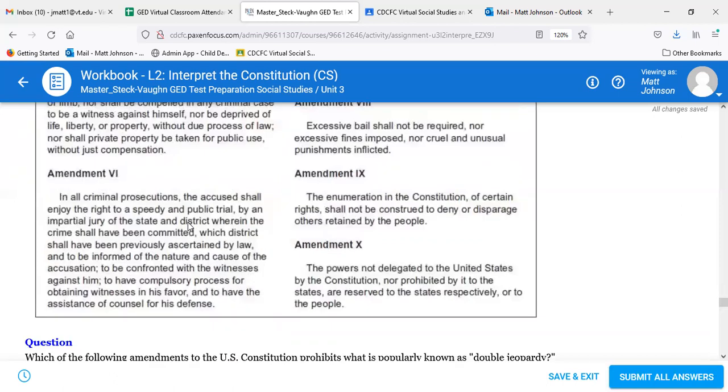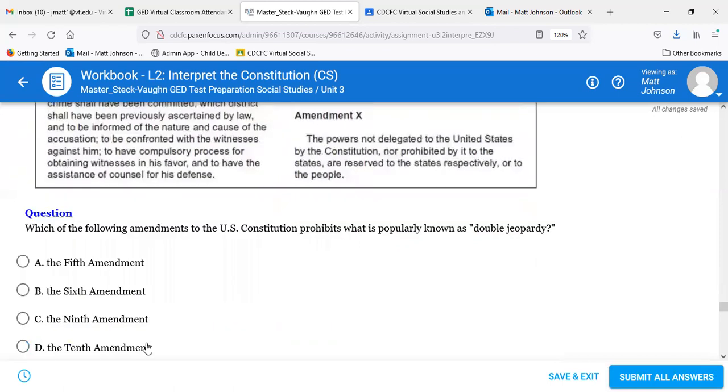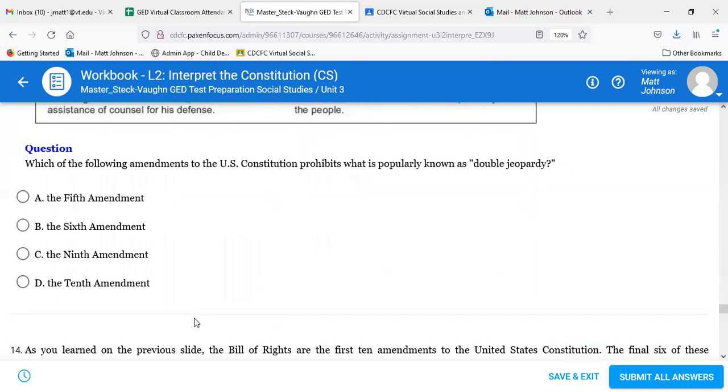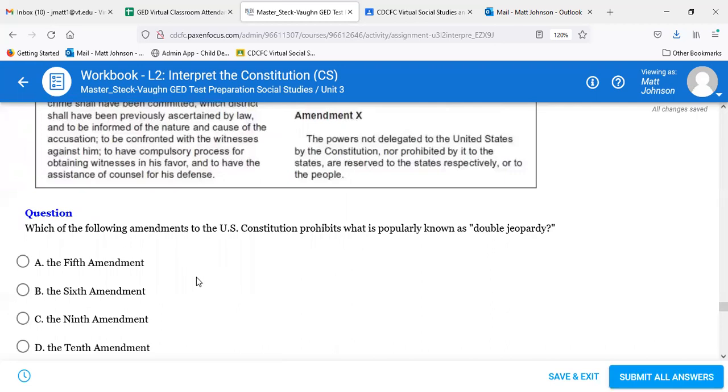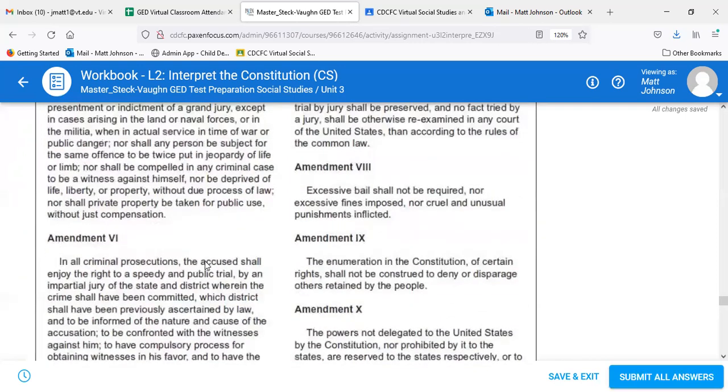Let's see. Tracy, you want to take 12? Yes. So, which of the following amendments to the U.S. Constitution prohibits what is popularized now as double jeopardy? A. The Fifth Amendment. B. The Sixth Amendment. C. The Ninth Amendment. D. The 10th Amendment. Double jeopardy.